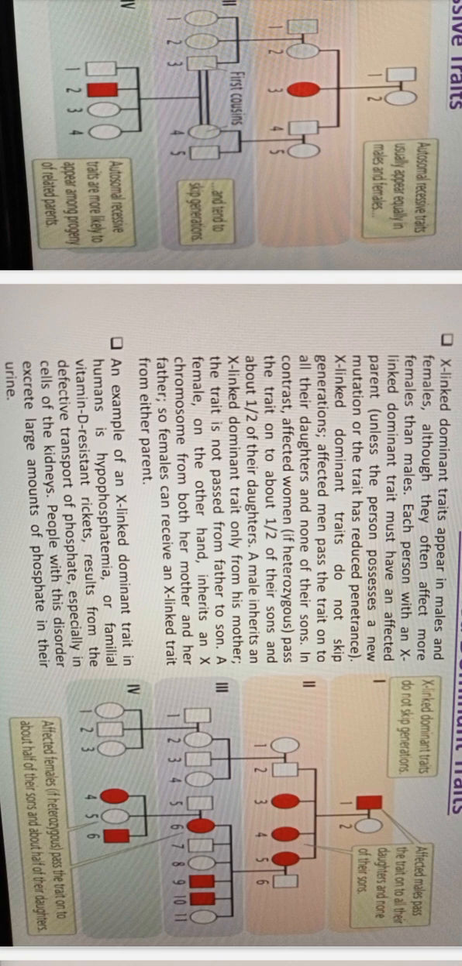An example of an X-linked dominant trait in humans is hypophosphatemia, or familial vitamin D-resistant rickets. It results from the defective transport of phosphate, especially in cells of the kidneys. People with this disorder excrete large amounts of phosphate in their urine.